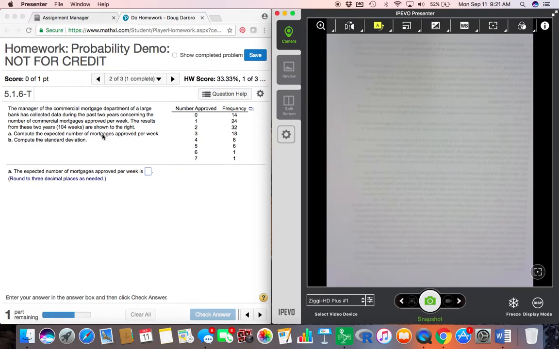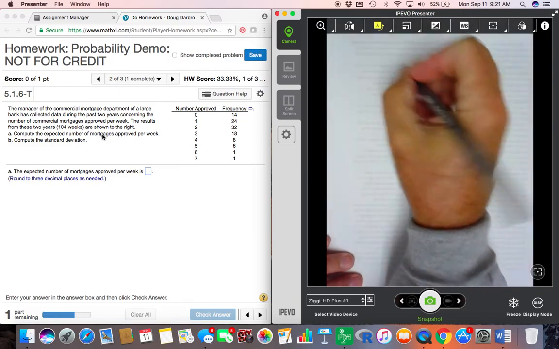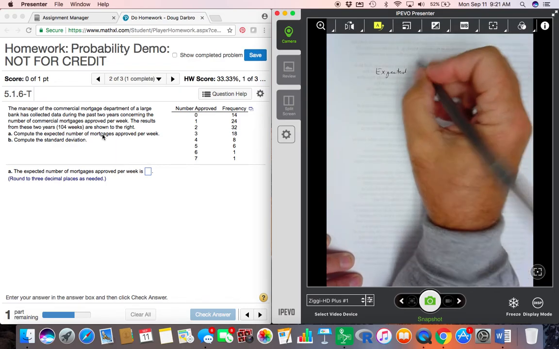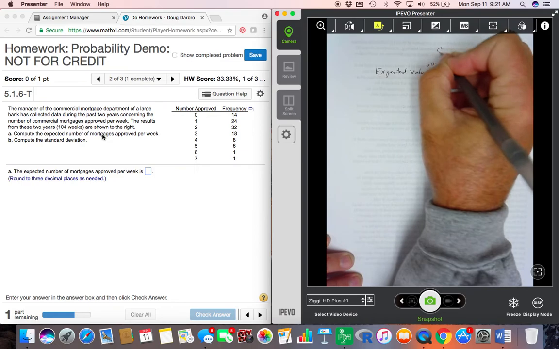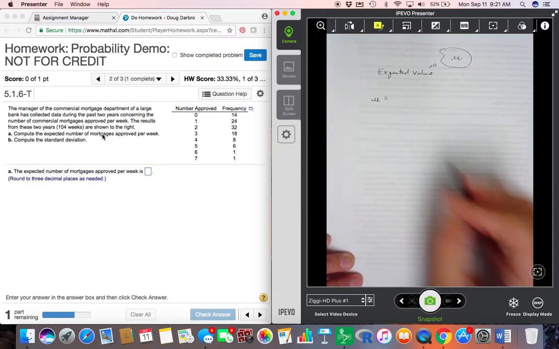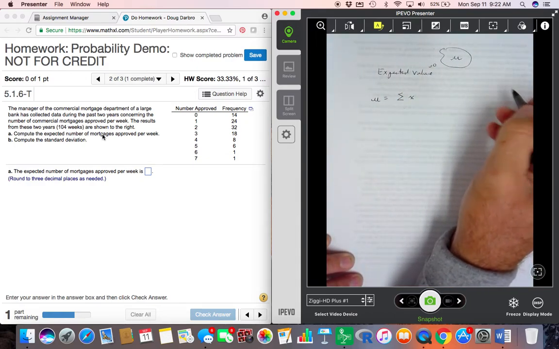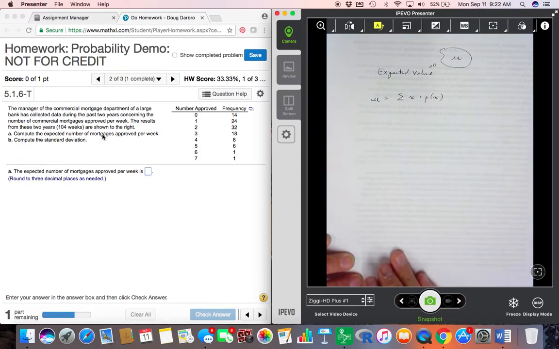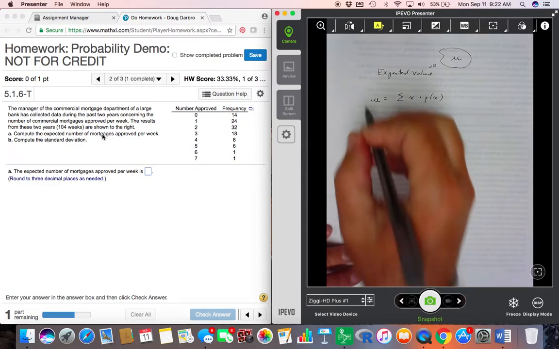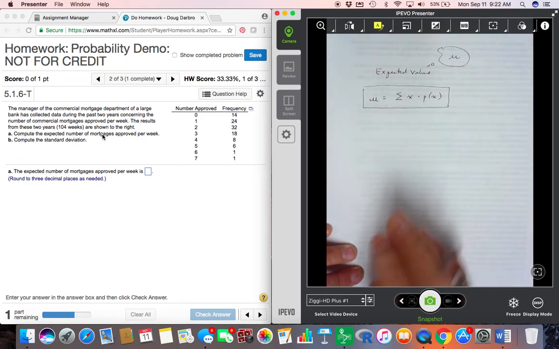Number 2, the manager of a commercial mortgage department of a large bank has collected data during the last couple years. So it looks like the data is on 104 weeks. Compute the expected value. Now, guys, when you see expected value in these discrete probability distribution problems, you should just think it's asking you to find the mean. And the formula for the mean is to take the sum of the x values times the probability of those values, with all the fancy subscripts that we see in textbooks.